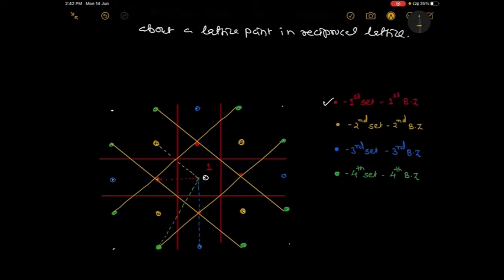Therefore, another Brillouin zone which is enclosed by the second set of points which are closer to the origin, that we call the second Brillouin zone. This is the second Brillouin zone.